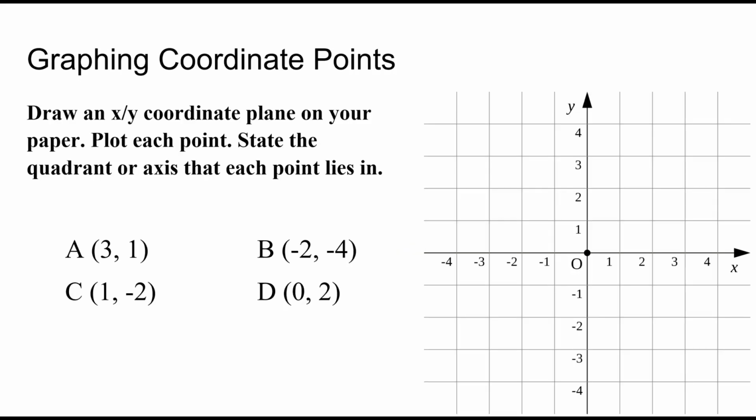The directions here say draw a coordinate plane on your papers. Go ahead and do that. Plot each point and state the quadrant or axis that each point lies in. So we will start with A. I like to label this X and Y. That's how an ordered pair works.